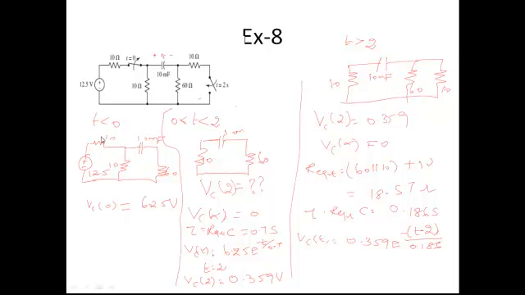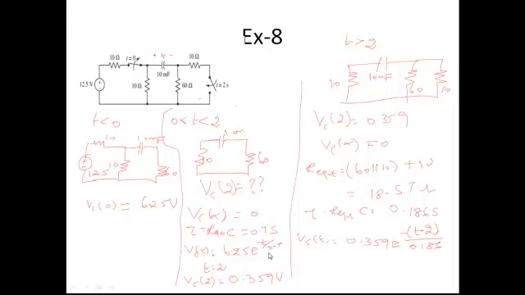For time less than 0, you have this circuit. This is for time between 0 and 2. This is for time greater than 2. From the first circuit, you are finding only Vc of 0, which acts as the initial condition for this circuit. And here you have to find the final condition, tau equals R equivalent times C, find tau and substitute in the general equation.